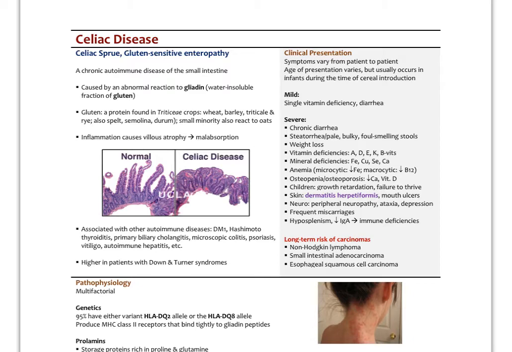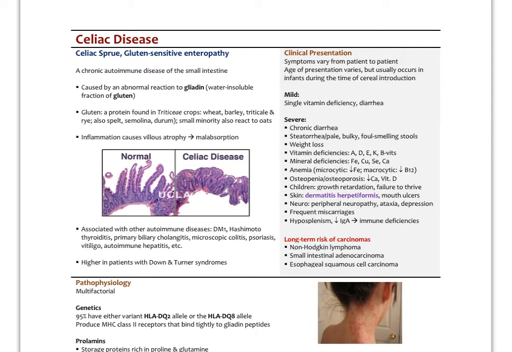So let's talk about celiac disease. Celiac sprue, also known as gluten-sensitive enteropathy. It's a chronic autoimmune disease of the small intestine. Now, this is not the same as gluten intolerance. So a lot of people with gluten intolerance do not have celiac disease. And we'll talk about that here shortly. But this is an actual immune response as a result of gluten, and it can be life-threatening.